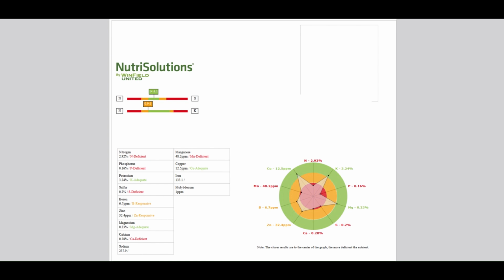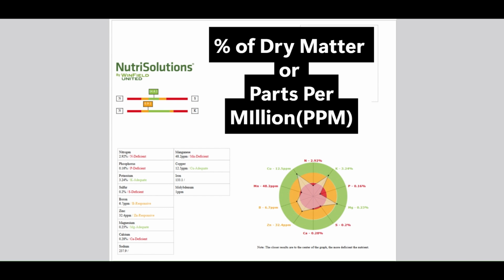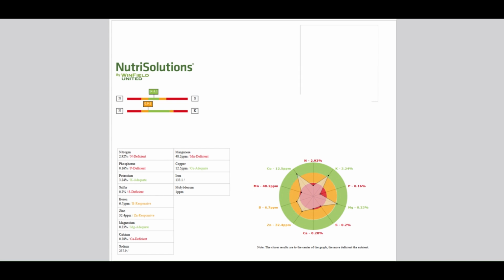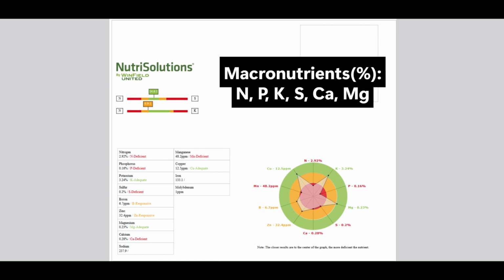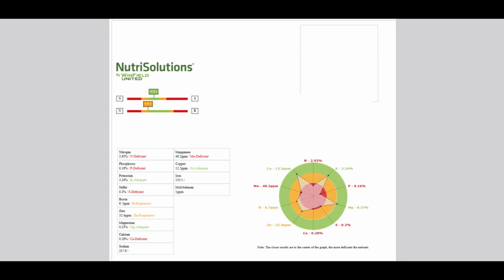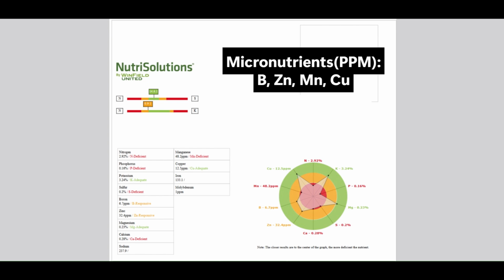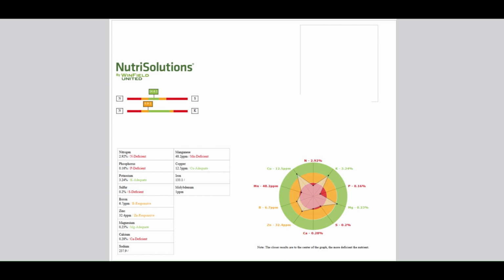First thing you'll notice on a tissue test report is that some nutrients are listed as a percentage, while others are shown in parts per million or ppm. That's simply because the plant needs different nutrients in different amounts. For example, nitrogen, phosphorus, potassium, sulfur, calcium, and magnesium are the macronutrients, so the plant uses them in relatively large quantities. Reporting them as a percentage of the plant's dry weight makes the numbers easy to understand. Micronutrients like boron, zinc, manganese, and copper are only needed in tiny amounts, so parts per million gives a much more practical way to show those values.